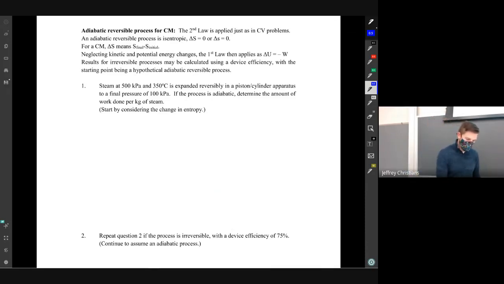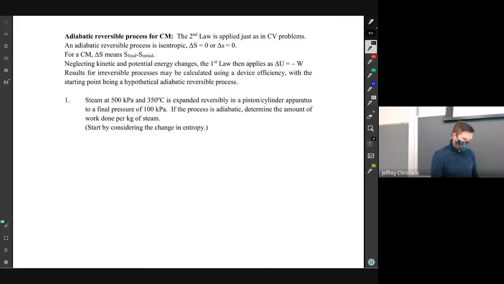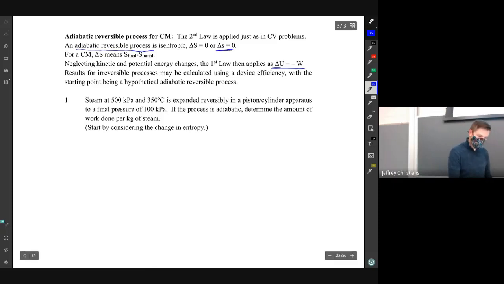So we'll do one quick example just to reassure ourselves that we already know how to do this. If we are neglecting kinetic energy and potential energy, and we have an adiabatic reversible process, that means that delta S is equal to 0, and that's our energy balance.